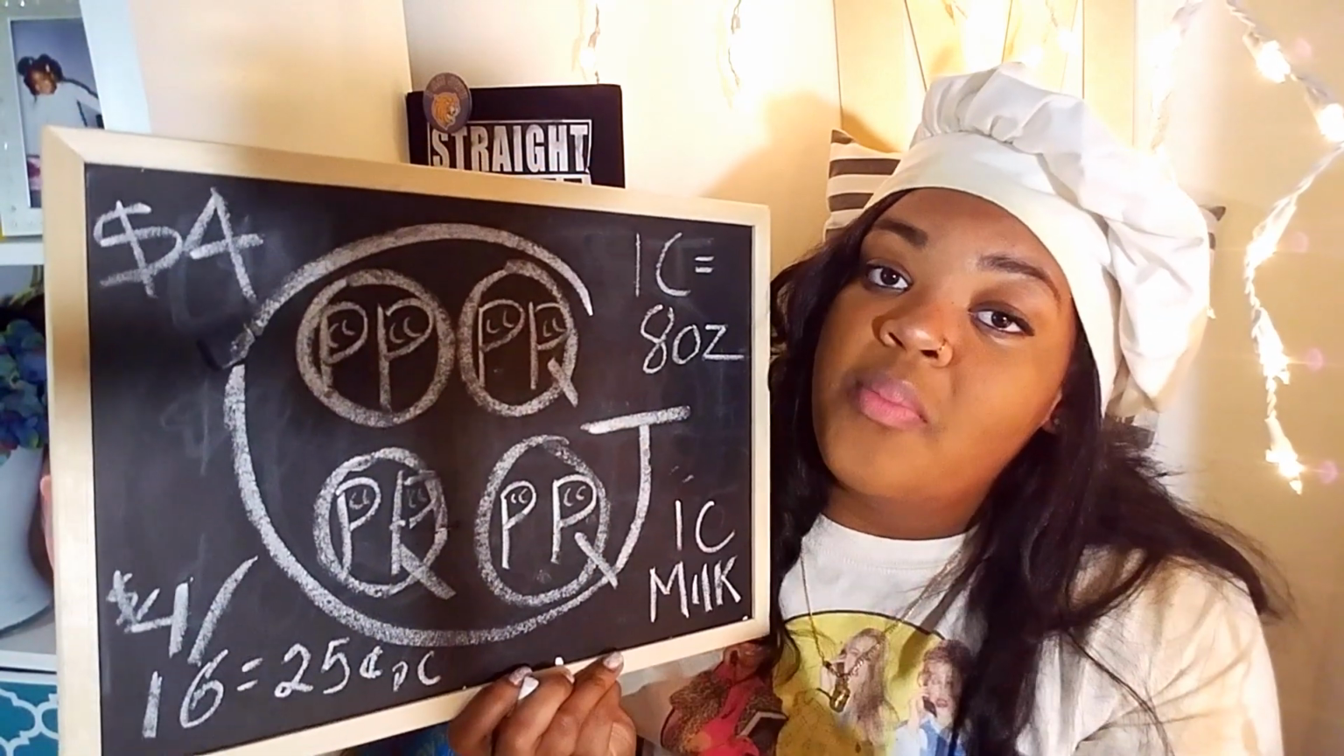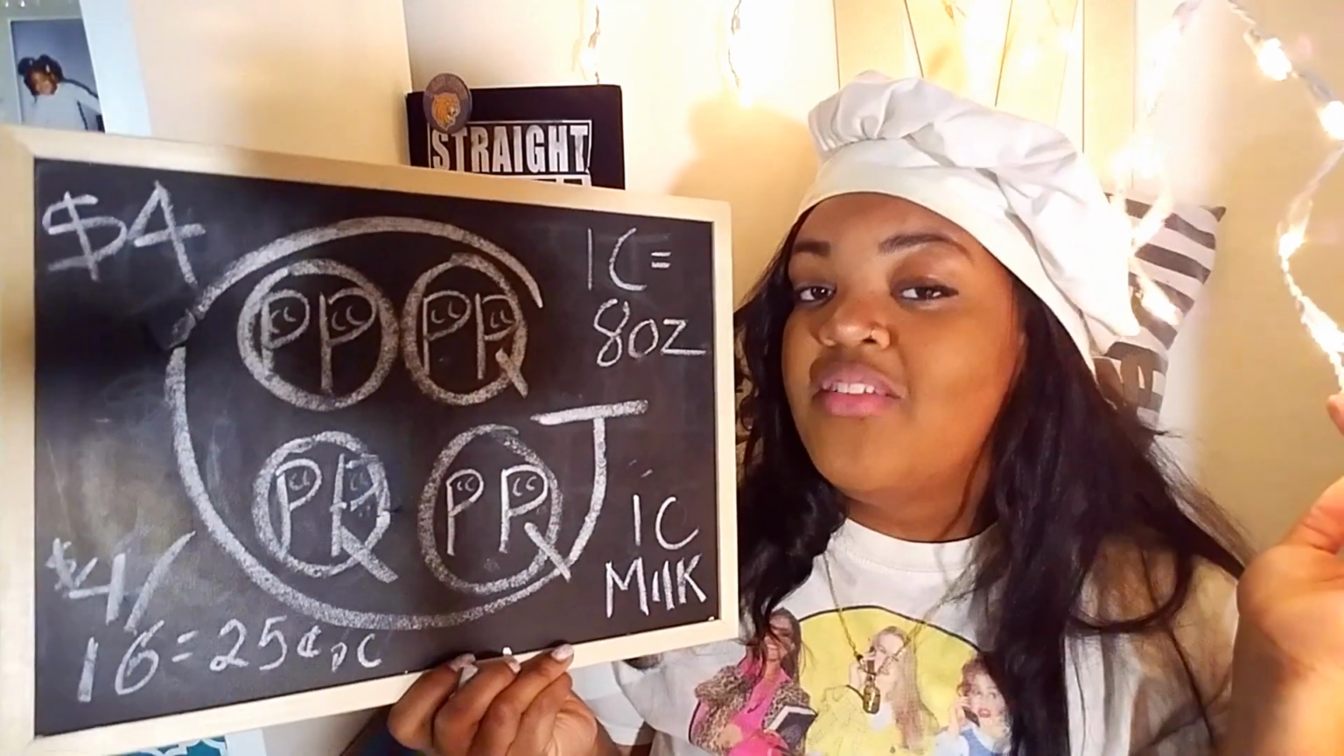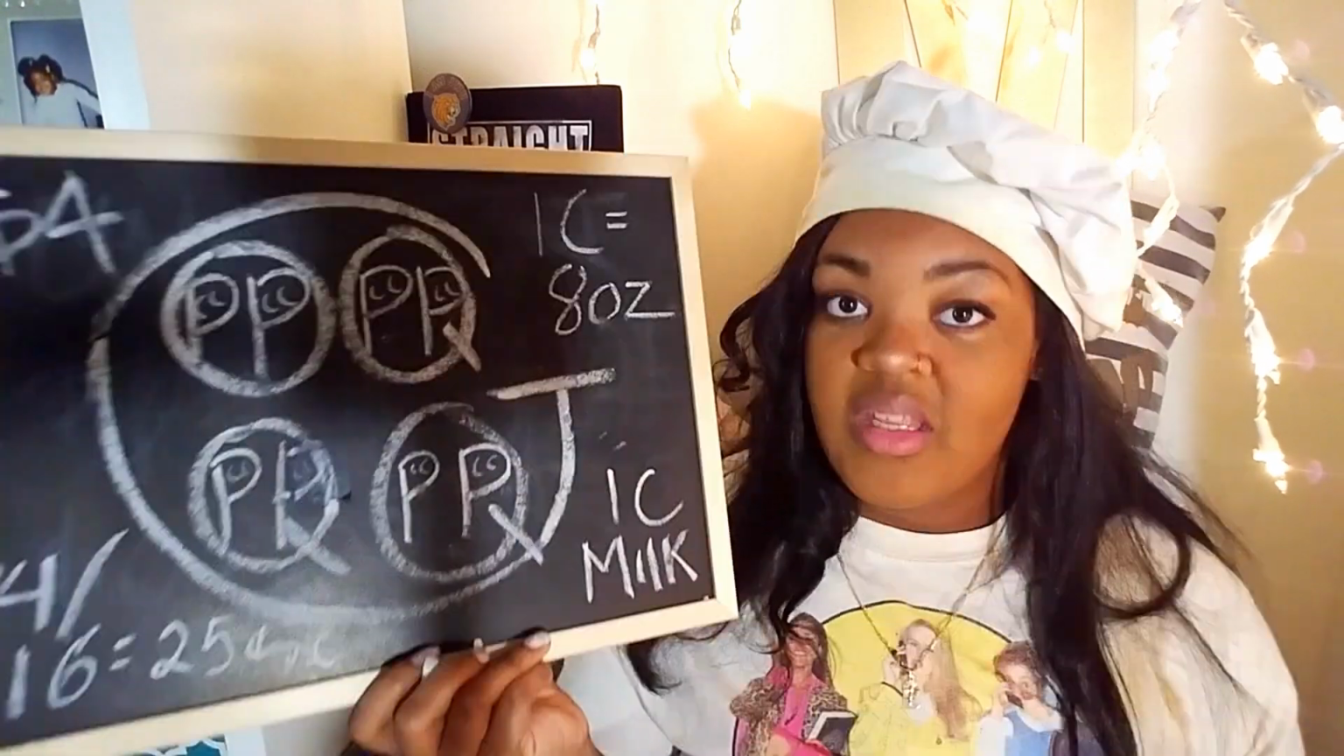Because 1 cup equals 8 ounces, I am spending 25 cents worth of milk in each of my vanilla cakes. We can also do oil.